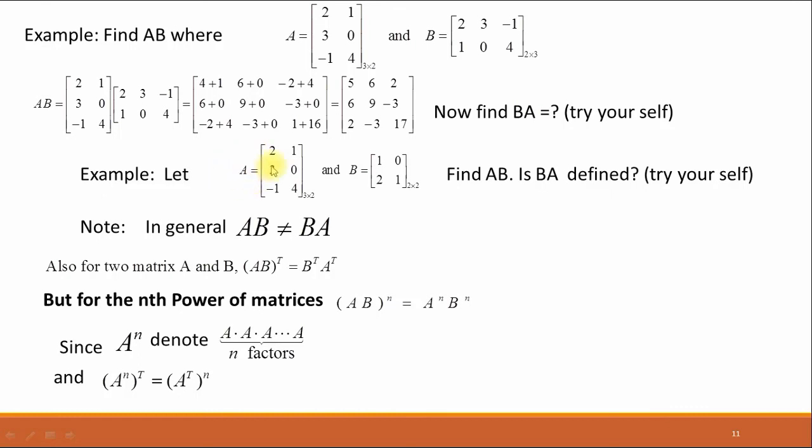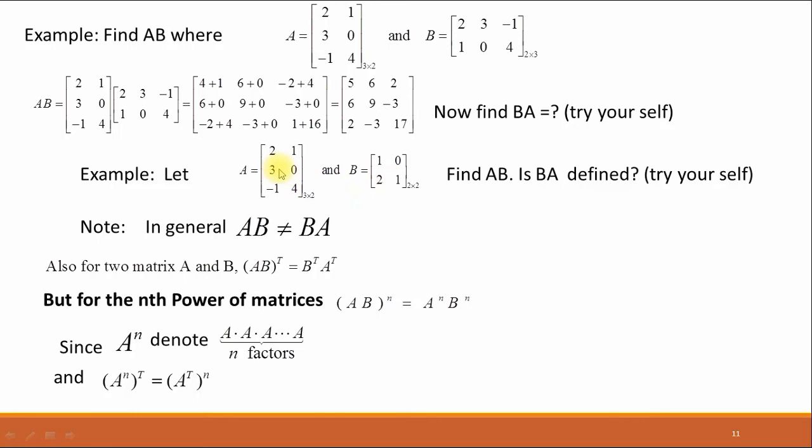Similarly, here is another example. This is a matrix A of order 3 by 2 and this is a matrix B of order 2 by 2. Find the multiplication AB. For the multiplication AB, first of all, check the condition that the number of columns in matrix A will be equal to the number of rows in matrix B.